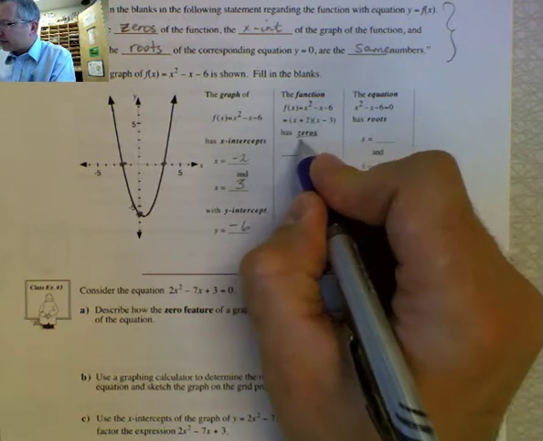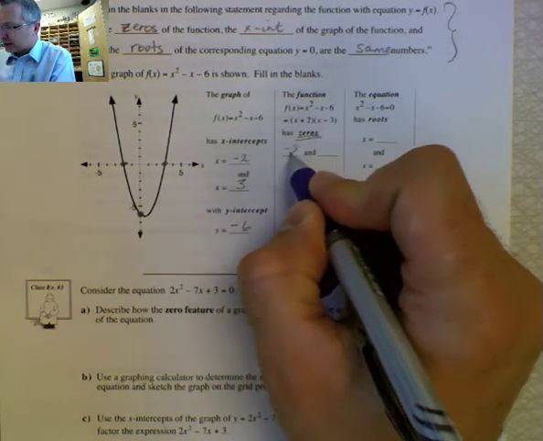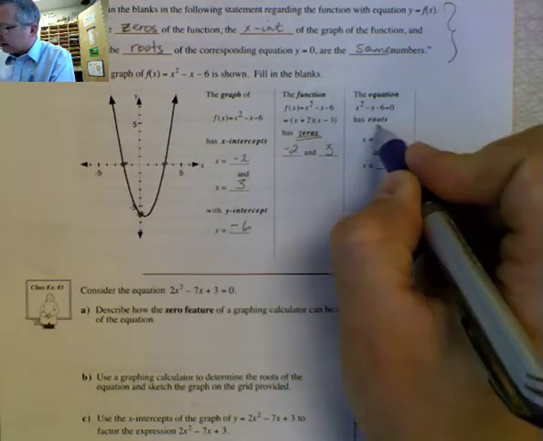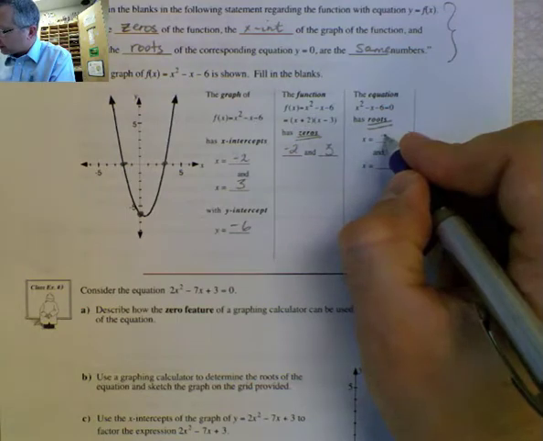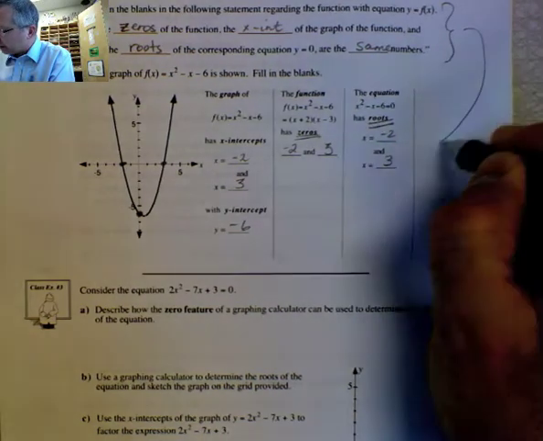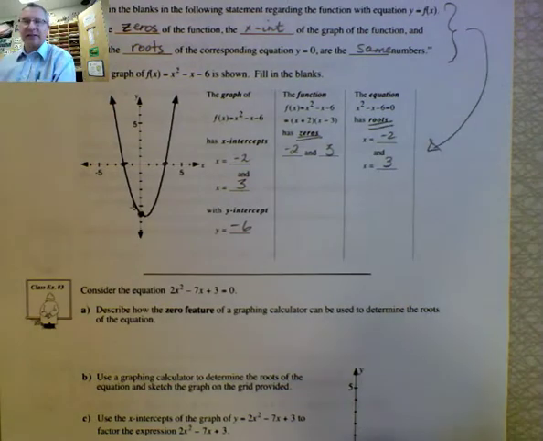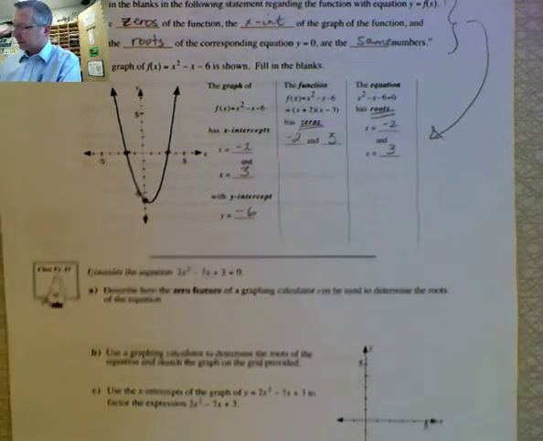In the second part it says, what's the zeros? Well, the zeros are the same as the x-intercepts. They are -2 and 3. And in the third part it says, what are the roots of the equation? Well, they are also -2 and 3. This is illustrating what that definition is actually saying. So they're just terms that we need to know mean the same thing.